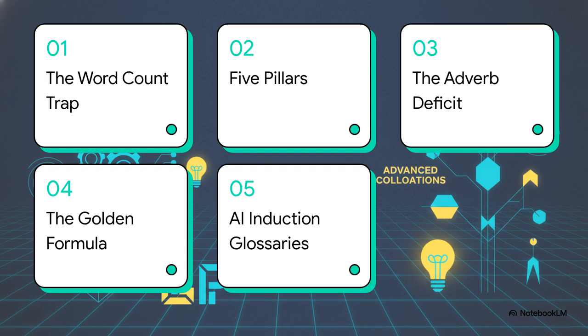Okay, let's dive right into this. Here's our roadmap for today. First, we'll tackle the word count trap. Second, the 5 pillars of collocations. Third, the adverb deficit. Fourth, the golden formula. And finally, using AI induction to build personal glossaries.